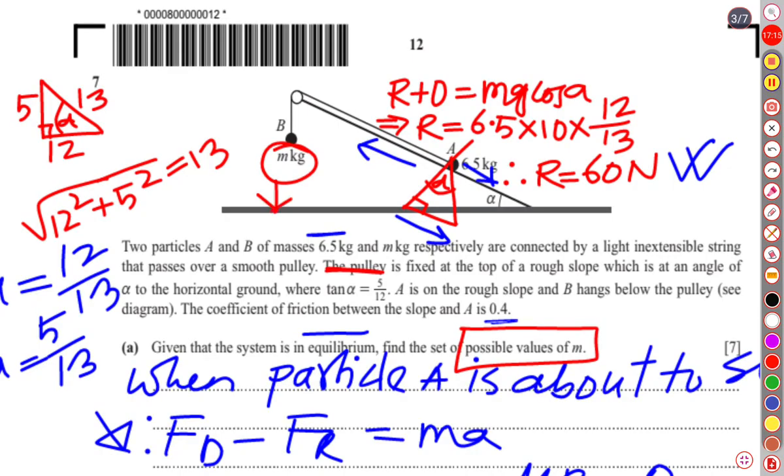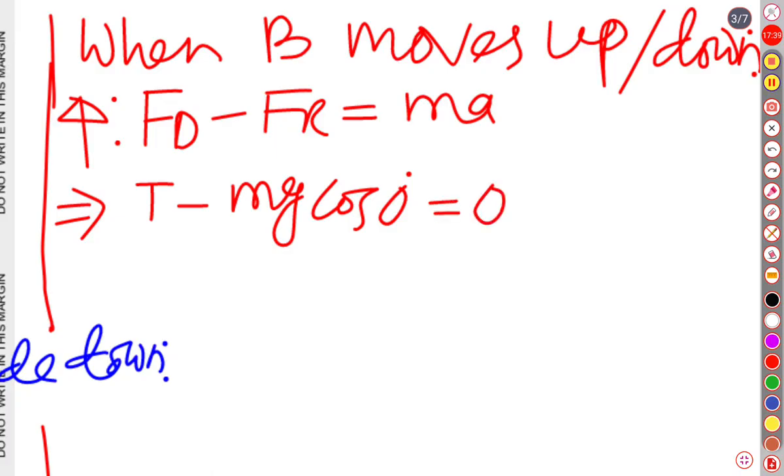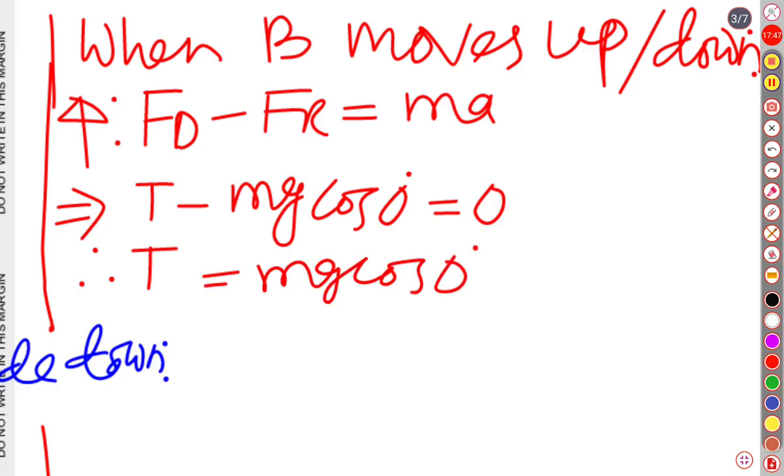Here only weight is acting downward. So minus weight, mg cos 0 degree, because it is vertically downward, along the perpendicular line, that's why the angle is 0, or sine 90, whatever you call it, equal to mass into acceleration, which is 0. Hence we can write T equal to mg cos 0 degree. So this is not the last step, it should be one more step.